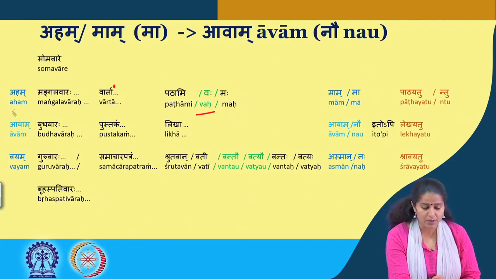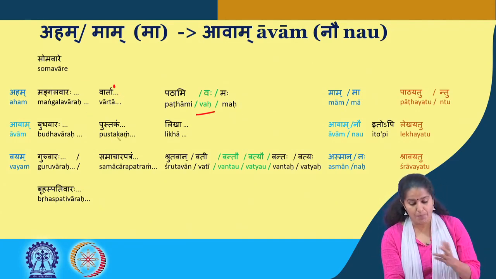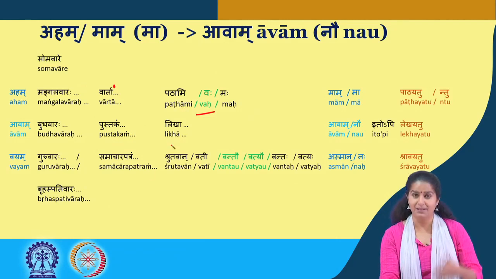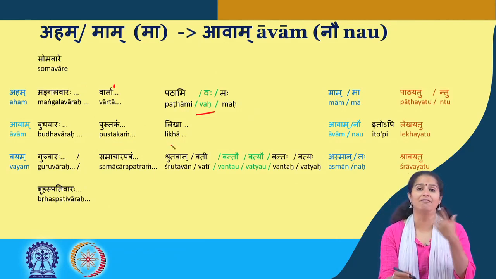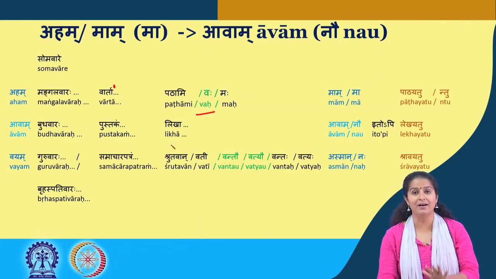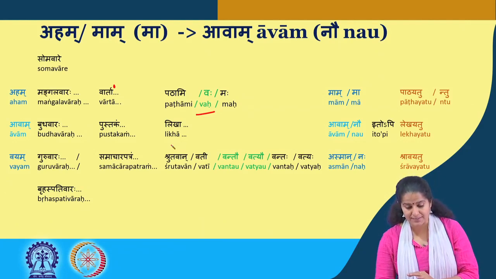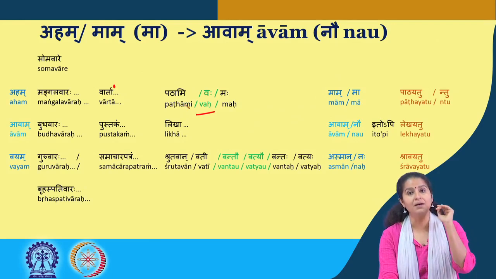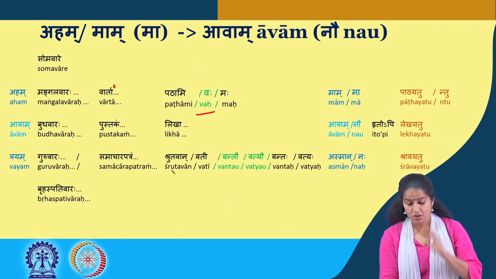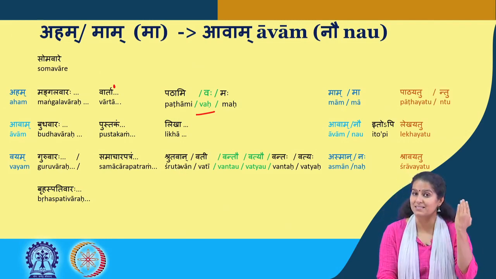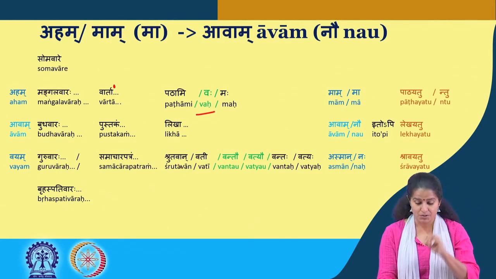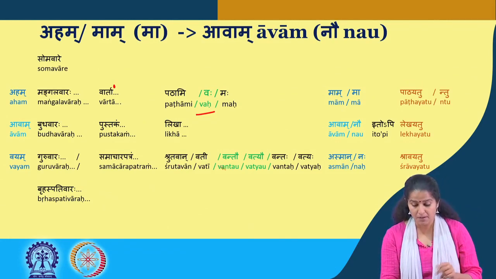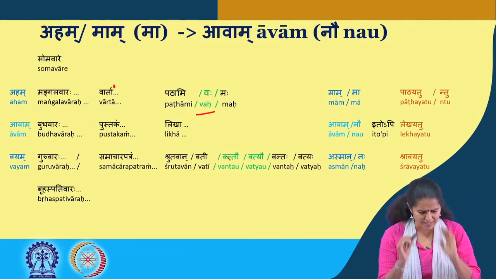Okay. Similarly, you can do aham mangalavare pustakam pathami or likhami, and then with the dual it can be likhavaha. So avam, likhavaha, etc. I'd like you to practice that. The verbs that we have are pathami, pathavaha, pathamaha, likhami, likhavaha, likhamaha, shrutavan, past tense, shrutavati, so masculine or feminine for aham, shrutavantau. So let's do a case with that.